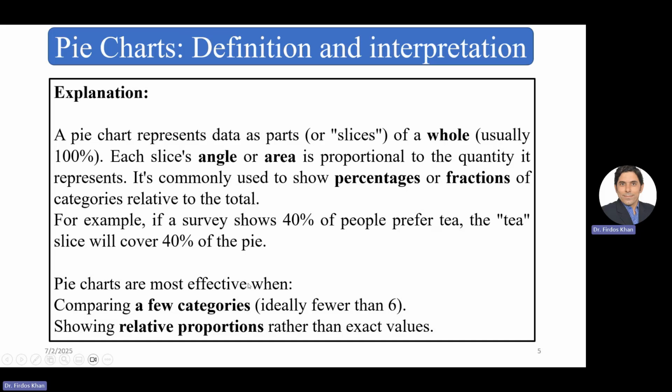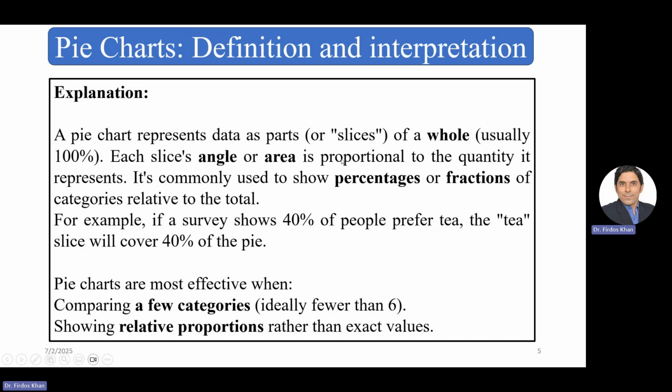Pie charts are most effective in situations where you can use this pie chart: comparing a few categories, ideally fewer than six. So when you are comparing different categories, like the contribution from different fruits, vegetables, or the contribution of GDP from different countries, ideally this can be less than six categories, because if there are more categories, then interpretation is a bit difficult. Showing relative proportion rather than exact values. So we just say, because we calculate this in percentage, this can show the proportion.